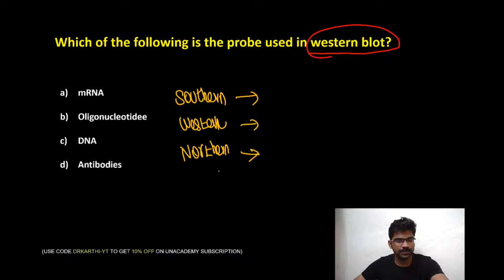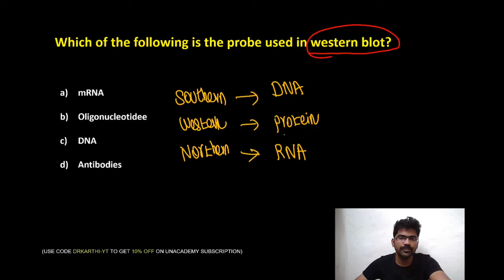Any idea? What is Southern blot? Southern blot is for detection of DNA. Western is for detection of protein. Northern is for detection of RNA. Excellent, Tanya Gowda. So for detection of DNA, RNA and all, you will use oligonucleotide probes, right? So you are going to use oligonucleotide probes.